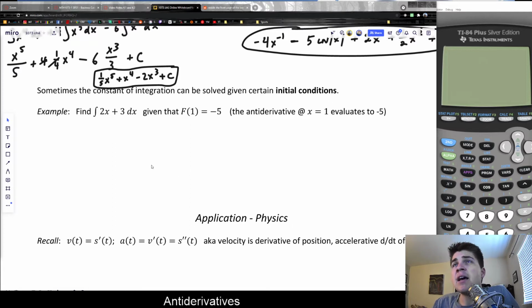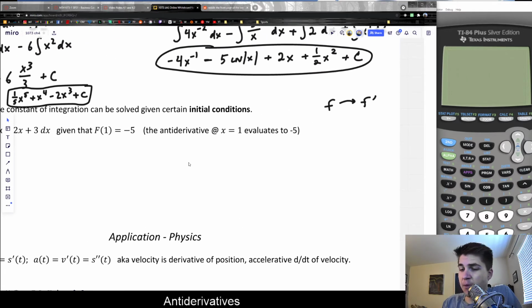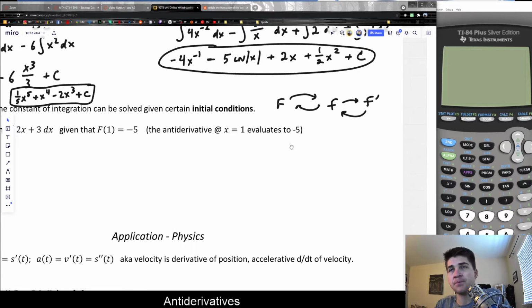But anyways, it says find the antiderivative of 2x plus 3 with respect to x. Again, this is how we read it, given that capital F of 1 is equal to negative 5. And remember, as I said before, if we're talking about derivatives and antiderivatives, f prime is the derivative of f, and how our book does it is we call capital F the antiderivative of f. So remember that the derivative of the antiderivative returns the original, and the antiderivative of the derivative returns the original as well. Meaning, this is antiderivative, derivative, and there's the flow of differentiation versus integration.